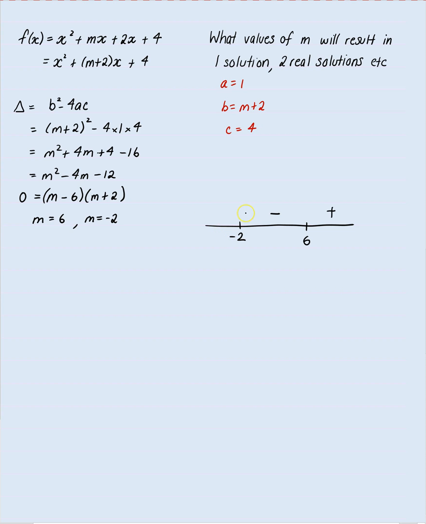Keep going. Pick a number less than minus 2. I'm going with minus 10. Minus 10 take 6 is a negative answer. Minus 10 plus 2 is also a negative. So a negative times a negative gives me a positive.